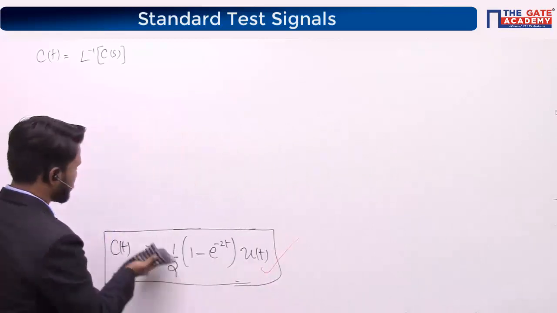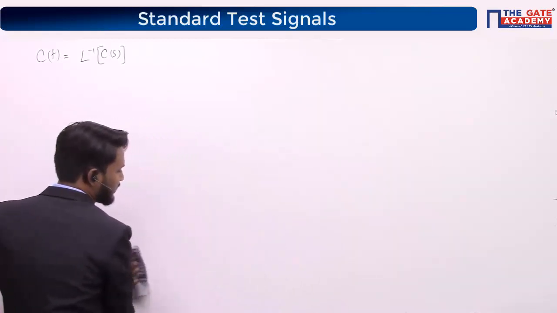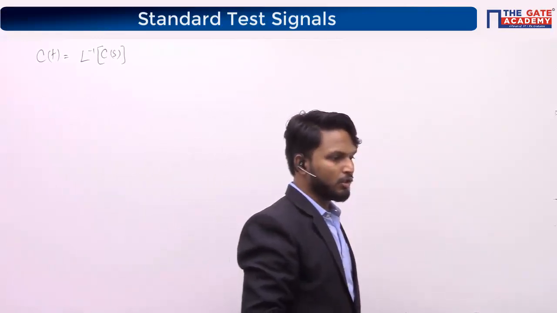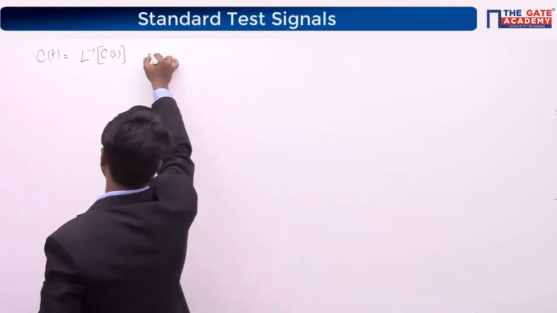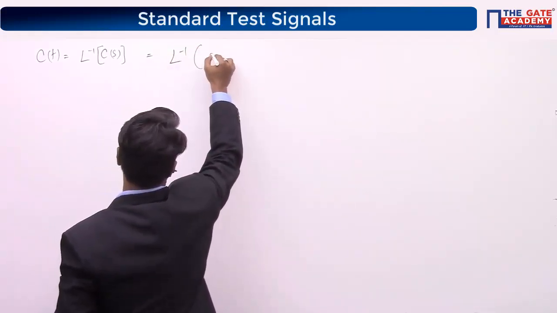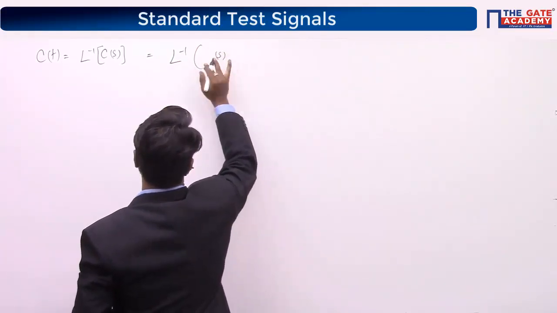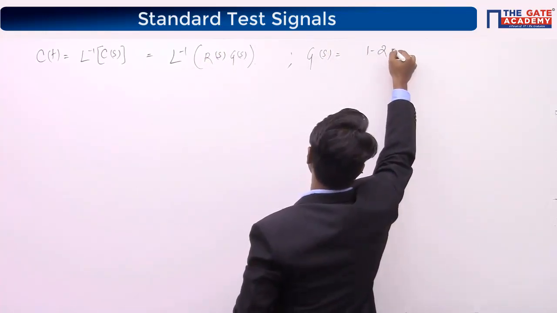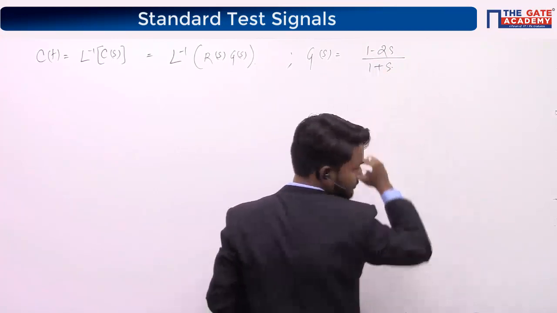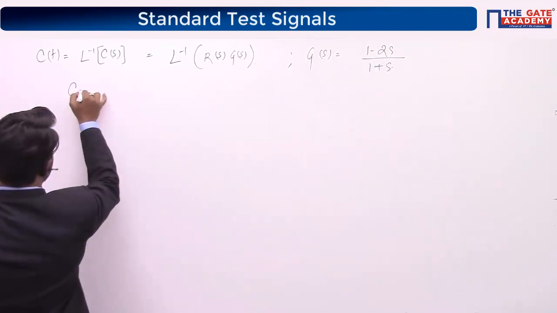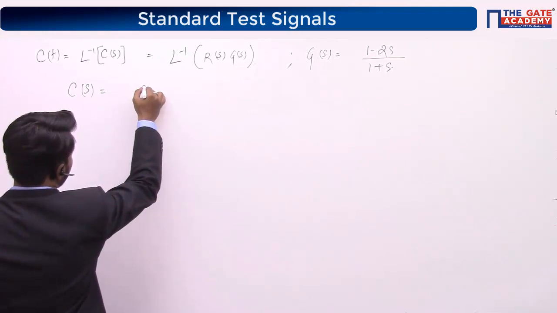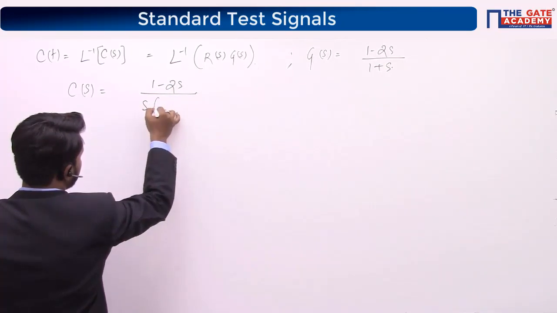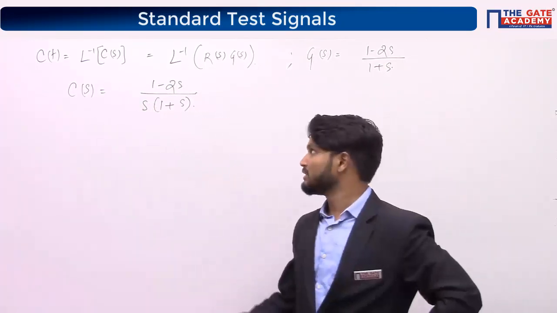What is C of s? C of s is 1 minus 2s divided by s into 1 plus s, right? So the transfer function G of s is given as what? Here C of s is nothing but R of s multiplied by G of s. G of s is equal to 1 minus 2s divided by 1 plus s. Therefore, C of s is equal to, what is R of s? R of s is 1 by s. Therefore, 1 minus 2s multiplied by 1 by s into 1 plus s. This is C of s.